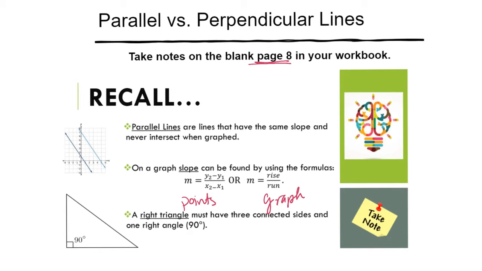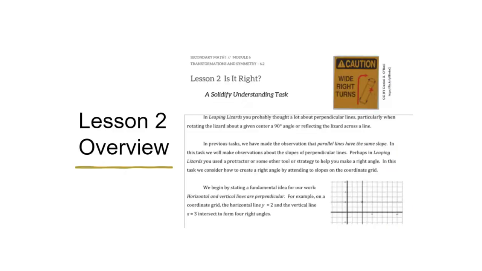And the last thing that you should remember from a previous math class is that a right triangle has to have 3 sides to be a triangle, and then it has to have one angle that is 90 degrees. And we're going to talk about that. Most of the time, that is denoted with that little box in the corner.